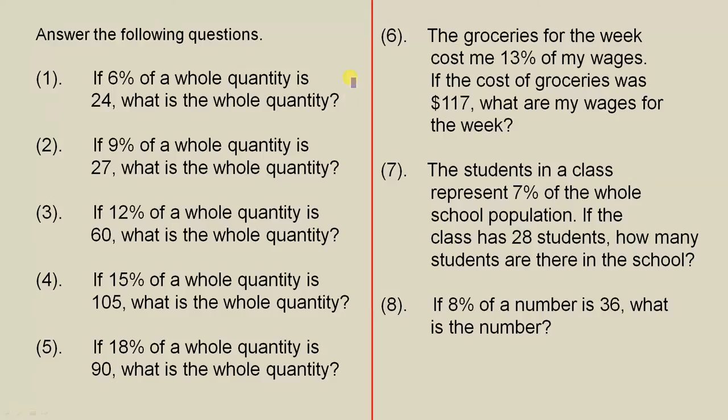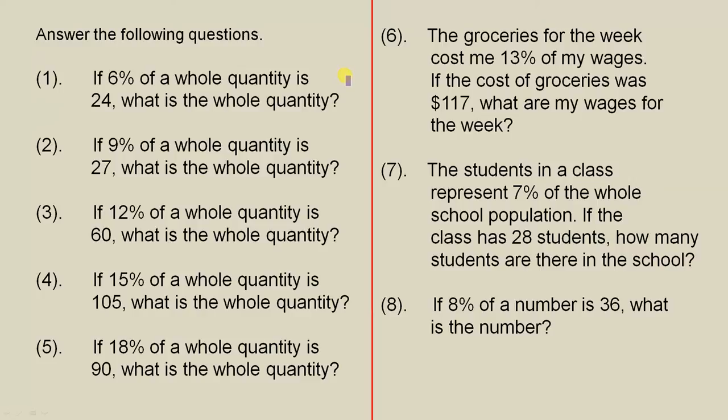Now the lesson, if you decide to go to it, will give you three very basic rules. The first rule is just write a simple number sentence which describes the information that we're given. For example, something like 6% equals 24. That just means that 6% of the whole quantity is 24.